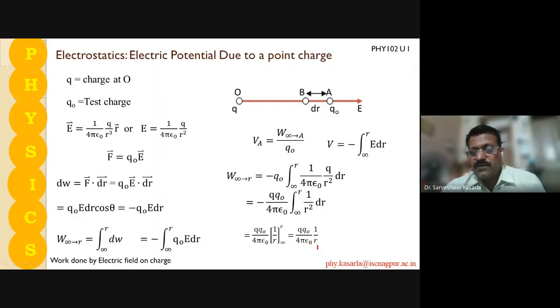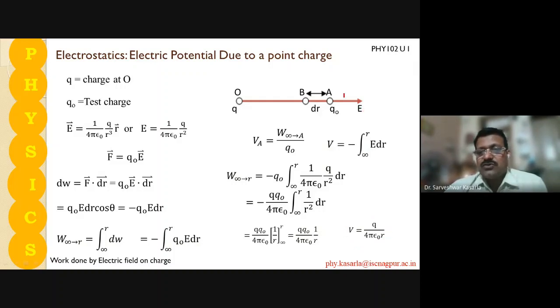So this is the work done by the test charge Q0. But for the potential, one should have Q0 equal to 1. Therefore the expression will be only Q upon 4 pi epsilon 0 r. So this is the final expression for potential. We have seen the definition of electric potential and the formula derivation of this potential.